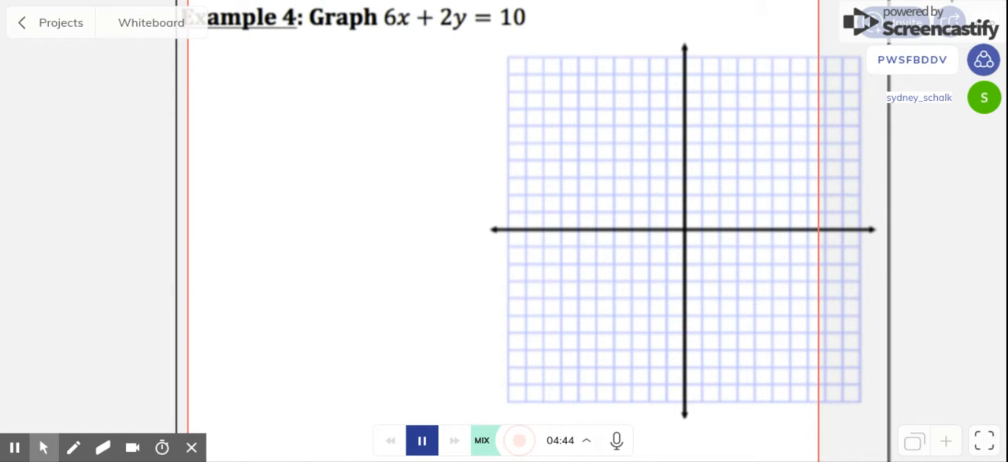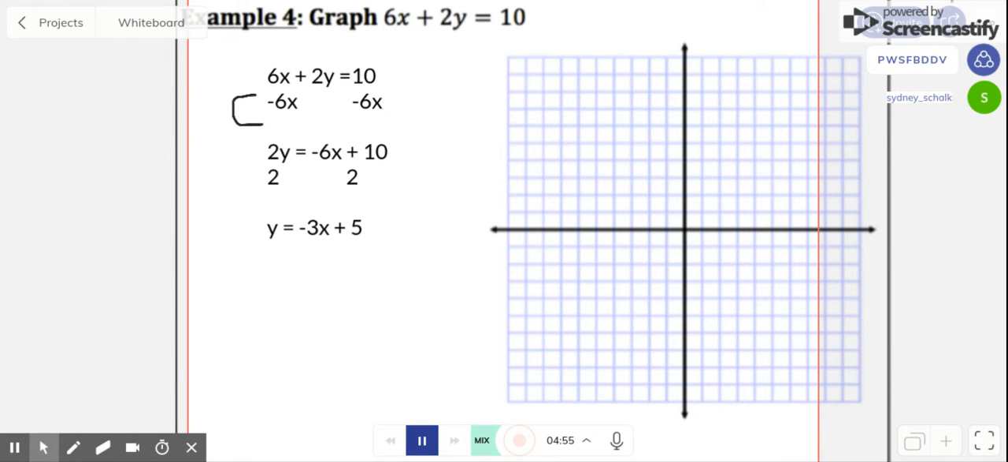Last example, go ahead and pause the video, try it on your own, and then come back and see how you did. All right, so the first step, I already put it in slope-intercept form for you. I subtracted out the 6x on both sides, leaving me with just that 2y equals negative 6x plus 10. I rearranged it so that the constant came last. Next, I divided both sides by 2, leaving me with just a y on the left side, and negative 6x divided by 2 is negative 3x, and 10 divided by 2 is 5.